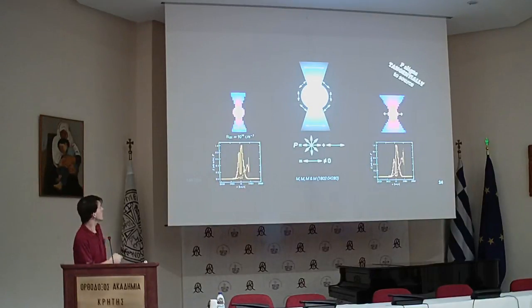And then you can look at this system for different frequencies, and you see that as you go further into the wing, the polarization signal gets stronger. That's a clear indication of dynamics.